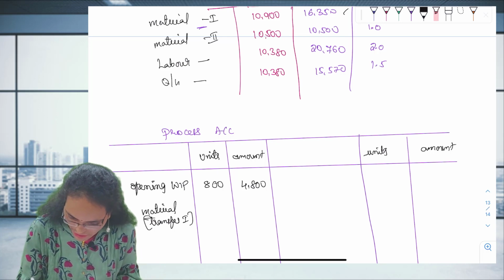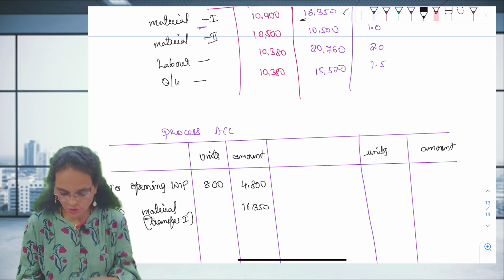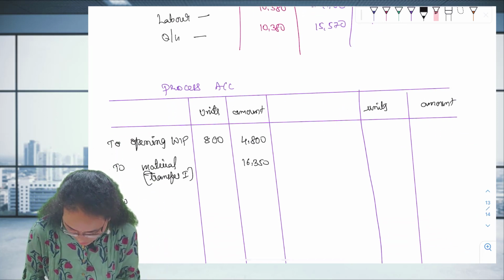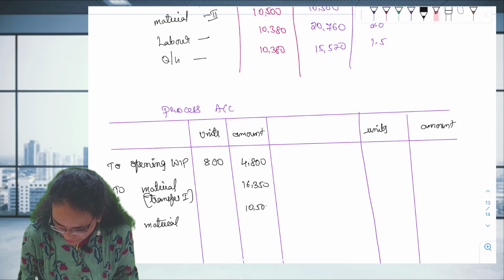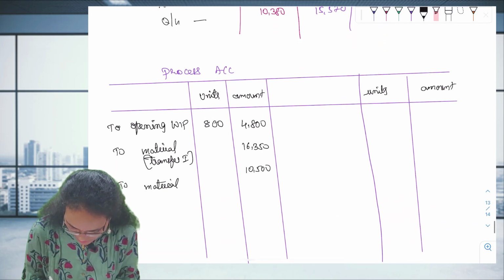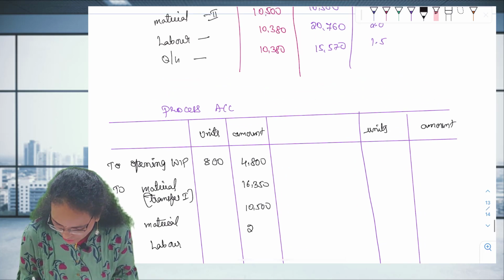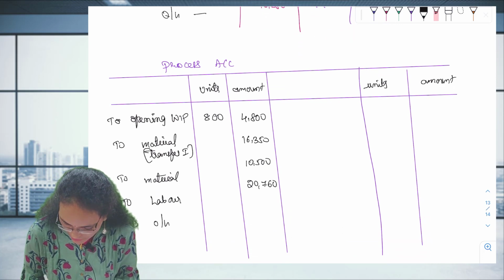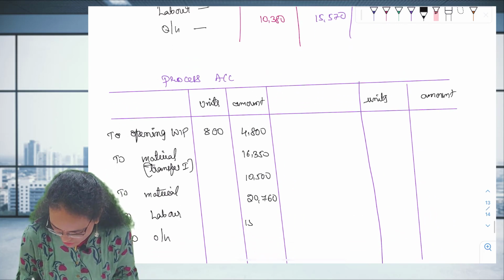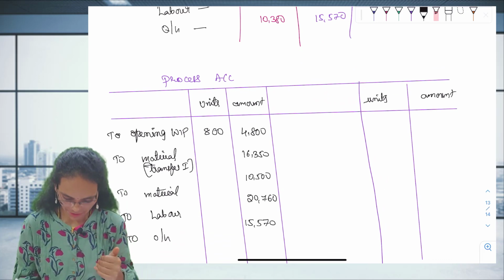How much? This one, 16,350. And the other introduced one, material 10,500. Next one, labor 20,760, and overheads 15,570. This is the total cost we have entered.